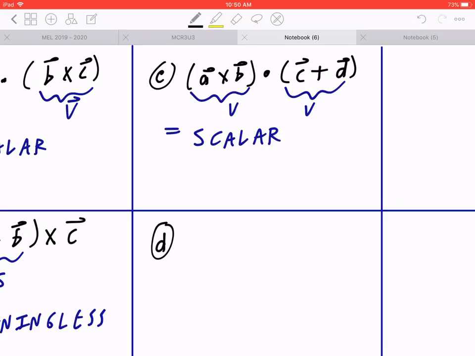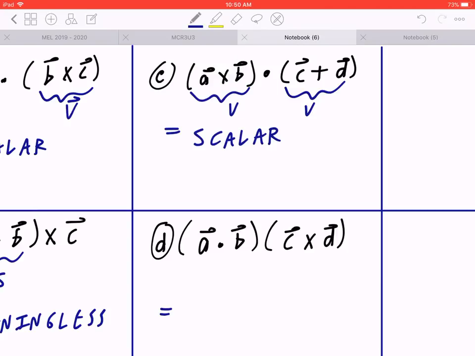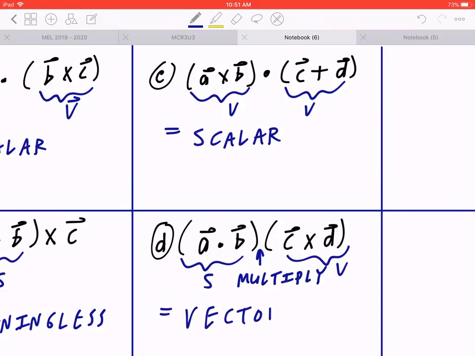Part D, if you take the dot product of 2 vectors and you multiply this by the cross product of 2 vectors, notice there's nothing in between, so this really means multiplying. Just to be clear, if there's no symbol in between the two brackets, it means you're multiplying. If you take the dot product of two vectors, that's a scalar outcome. If you cross two vectors, that's a vector outcome. And a scalar multiplied by a vector will still give you a vector outcome. So it's going to be meaningful, and it's going to be a vector outcome.